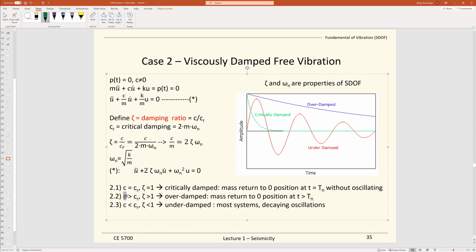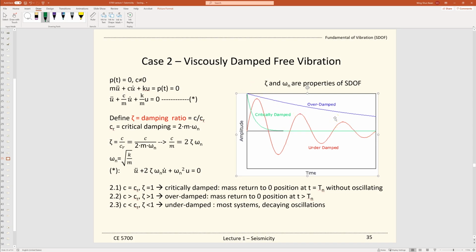If your damping is greater than the critical damping ratio, then the mass will return to the zero position in a time much greater than the natural period. For critical damping, you'll return to the zero position right at the natural period. But if your damping is less than the critical damping, which is most cases, then you will observe the underdamped case, where the system oscillates in a decaying manner, like this one.